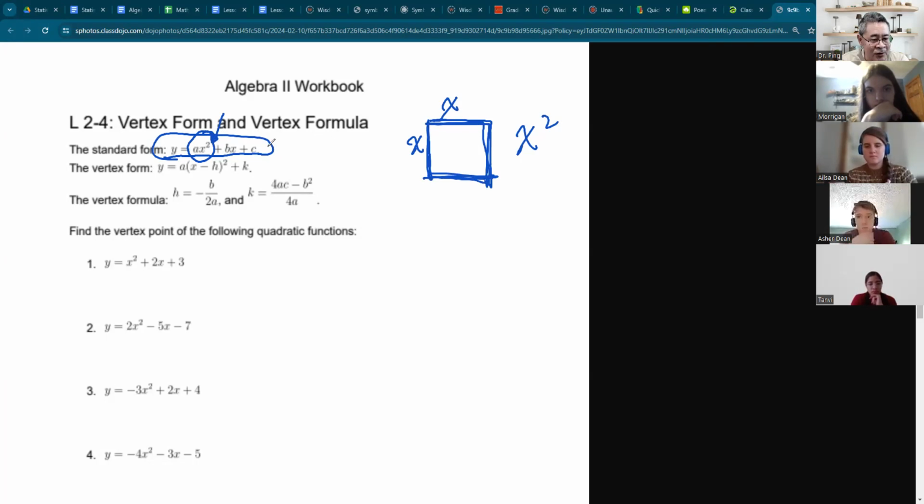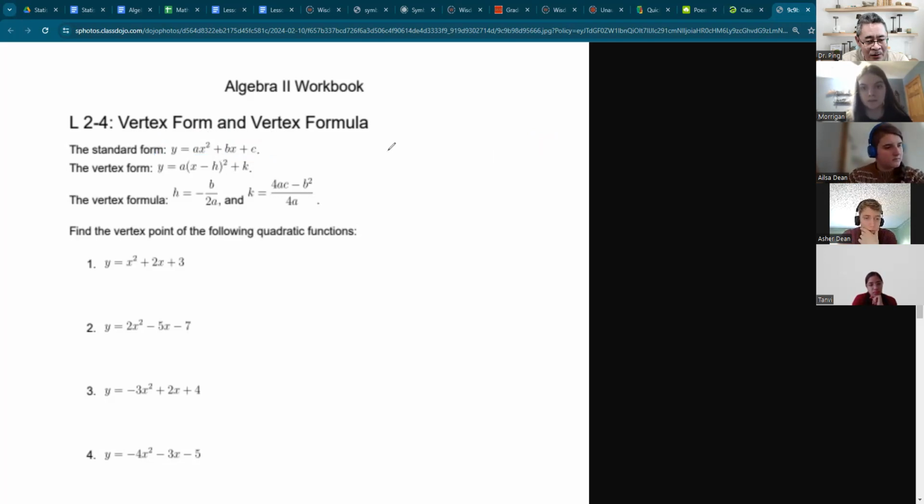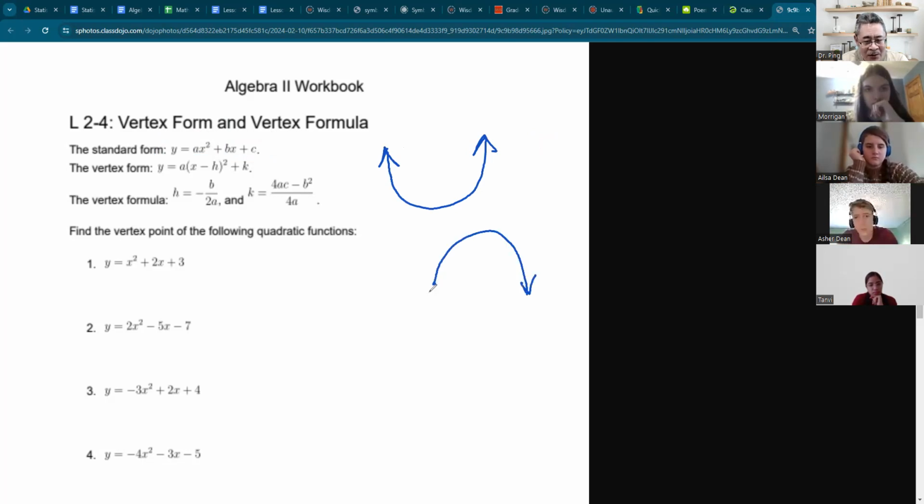So this is called the standard form. When we're dealing with quadratic functions and we want to graph them, the graph will be either like this or like this. No matter what, we have a point called the vertex. In this case, the vertex is the lowest point. In this case, the vertex is the highest point.